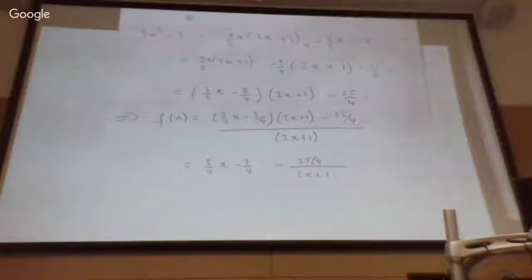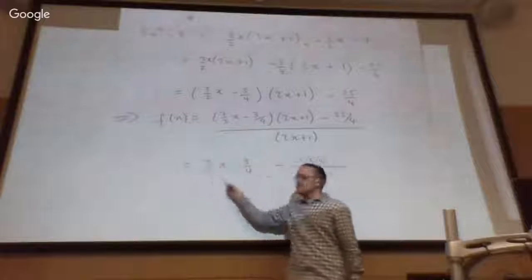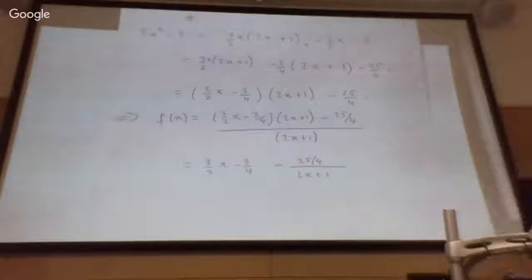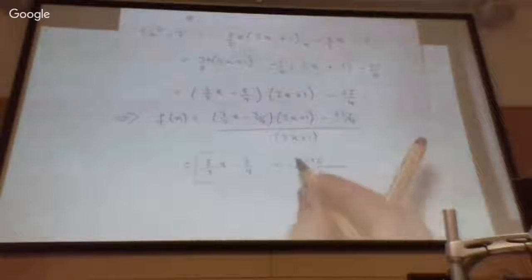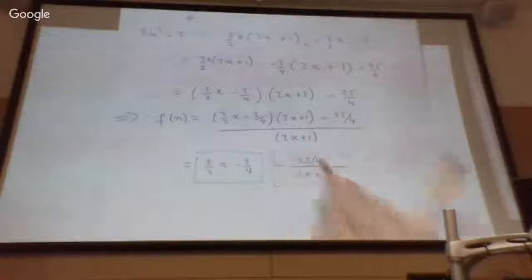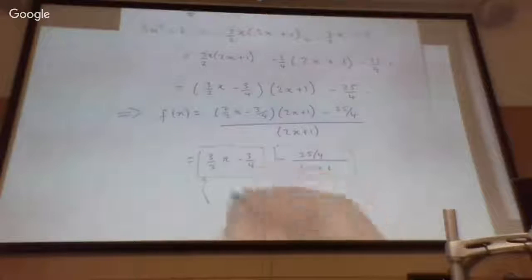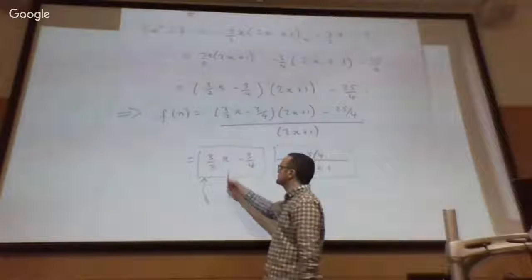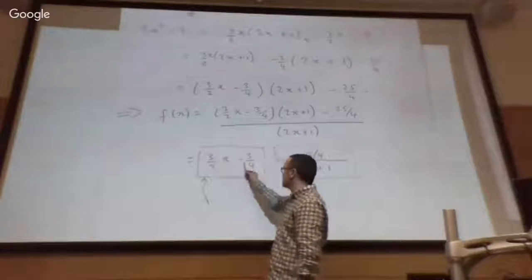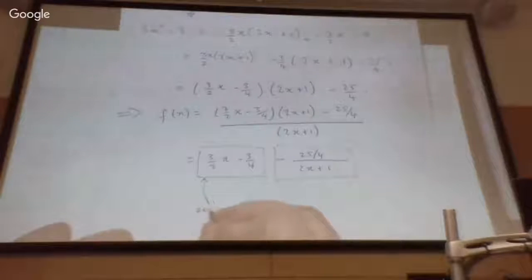So the benefit of writing it like that is I can now see this curve here. Now we're thinking of the function as being made of this curve here and this remainder curve. This curve here is a line, because it's a linear term in x, y equals mx plus c, if you like. So this is an asymptotic line.